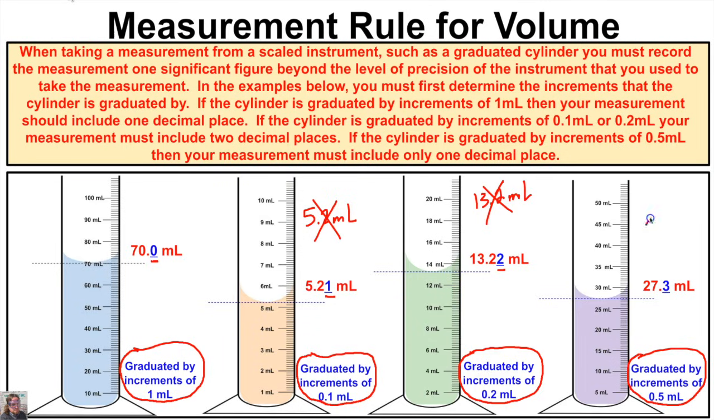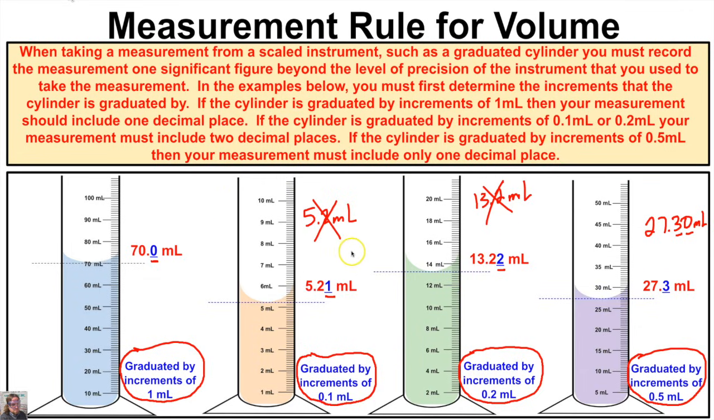So we can't have 27.30 milliliters here, because what ends up happening is we're going to have to estimate this significant figure and this significant figure, and we can't estimate two significant figures in a measurement. We can only estimate one significant figure beyond the level of precision. Alright, so keep that little rule in mind, but understand how that works.